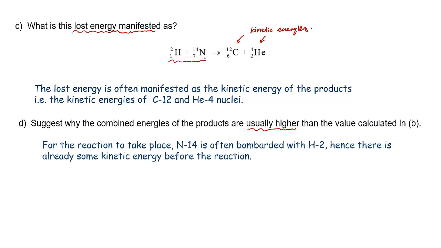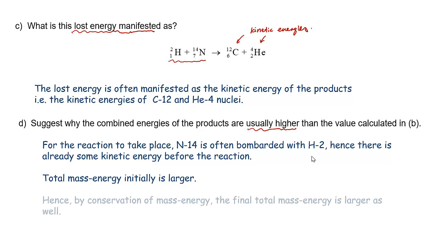Often your nitrogen 14 is bombarded with the hydrogen 2, so there is already some kinetic energy before the reaction. Since the total mass energy initially is larger, by conservation of mass energy the total mass energy afterwards is larger as well. And then the combined energies of the products would usually be higher. This concludes example 5.